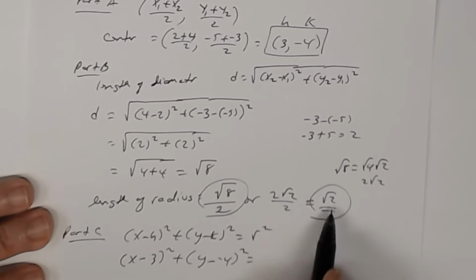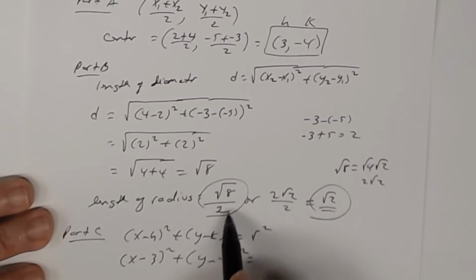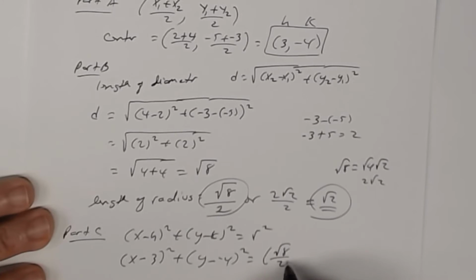And it doesn't matter which of these you use. I'm going to use this one because that's probably what many of you did use. So I'm going to go ahead and use this. So I'm going to use the square root of 8 divided by 2, squared.